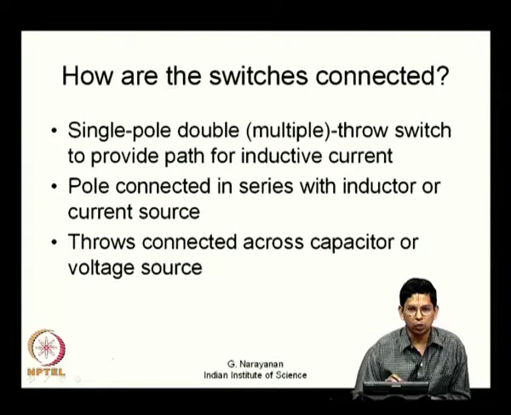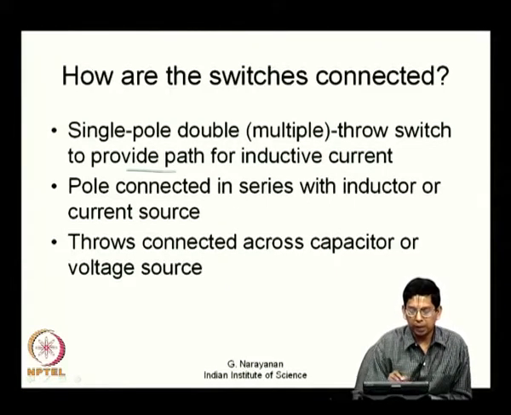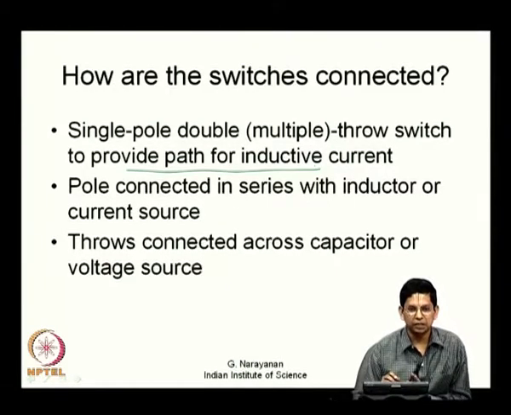What do we find about how switches are to be connected? We find a single pole double throw switch is used. Why is it used? To provide a path for inductive current. There is inductive current and it has to be provided with a path, it cannot be opened. Therefore, you provide a path for the inductive current to flow through either one throw or the other throw. So, you have a single pole double throw switch.